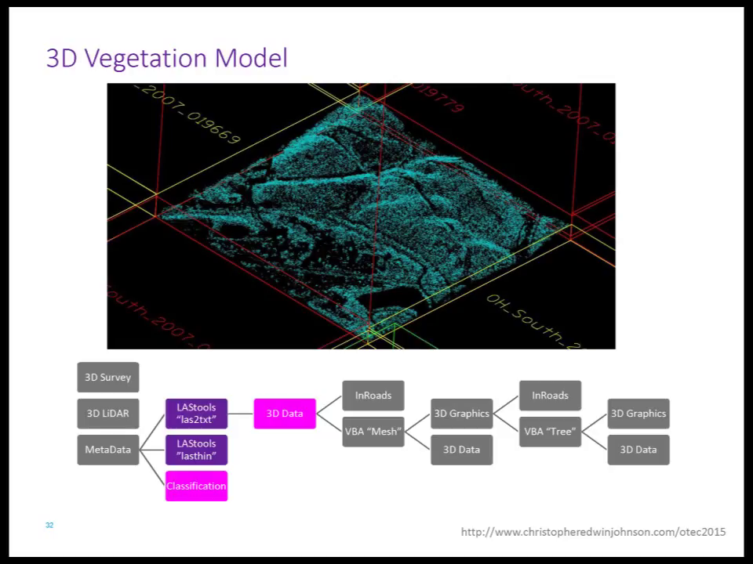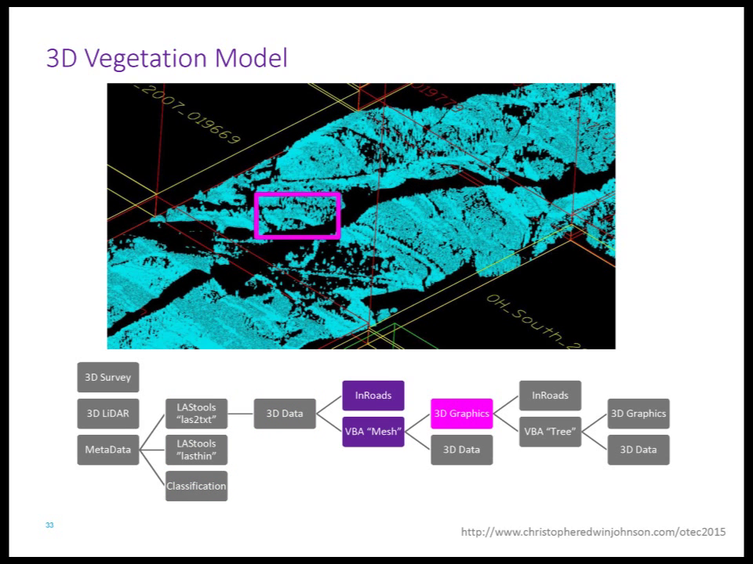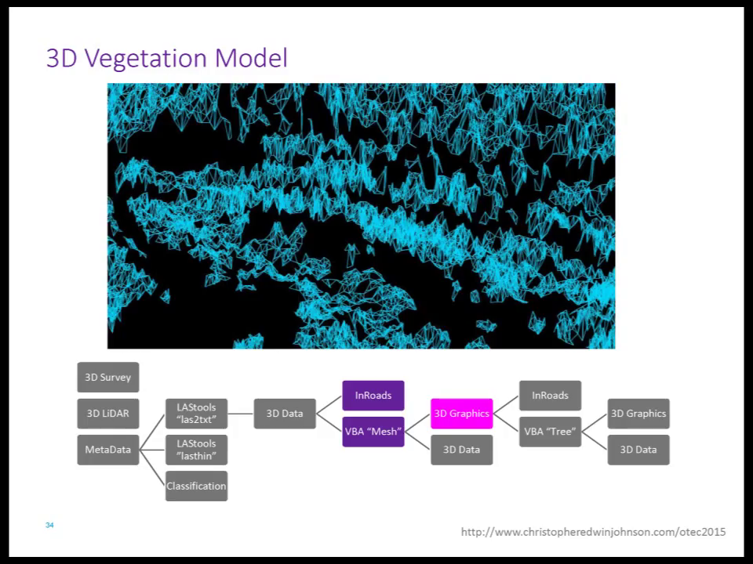So here again, my first starting point is these classified LiDAR points, and this is the vegetation. So next, I created a mesh tool, very similar to the tool that I used for the 3D existing ground. And I'm going to zoom into the area in that magenta box, otherwise known as color 6. Here is the initial output of that vegetation model.